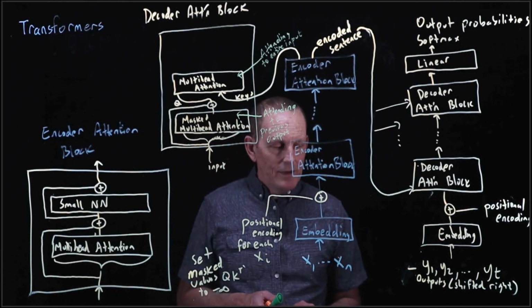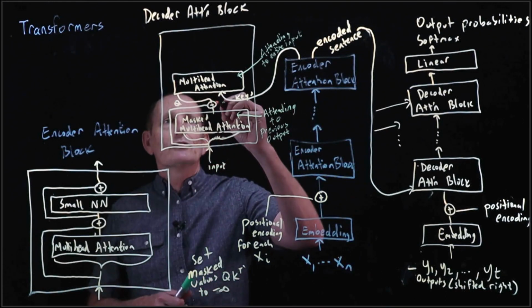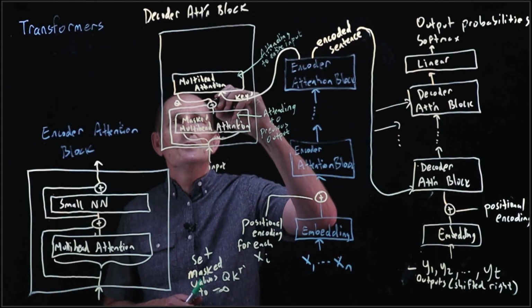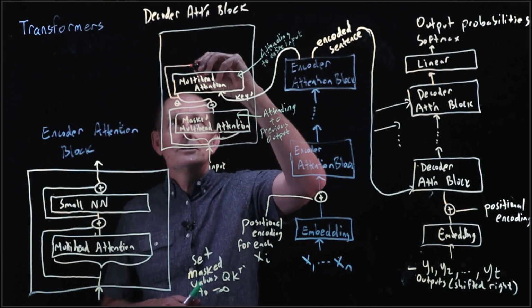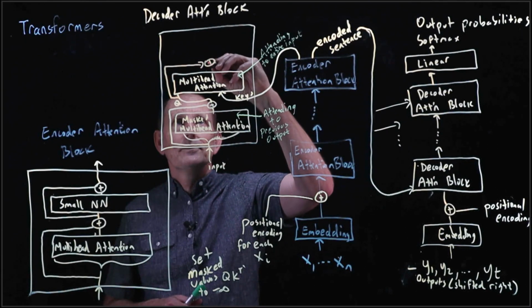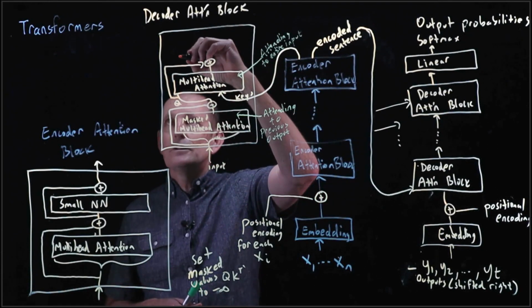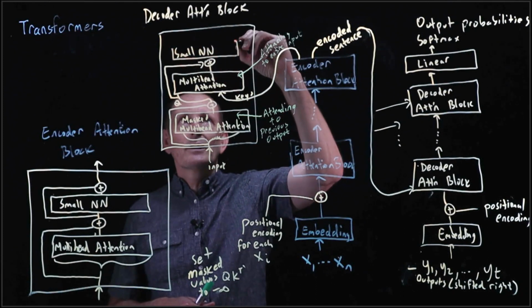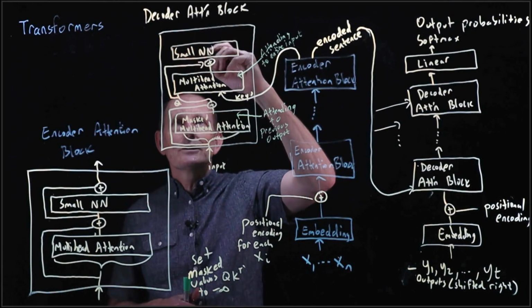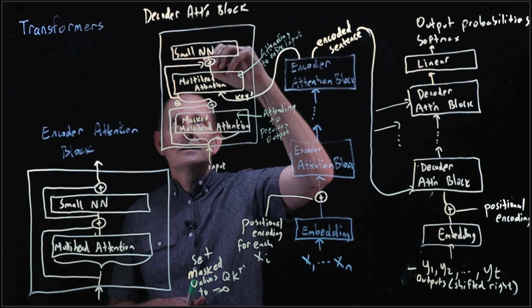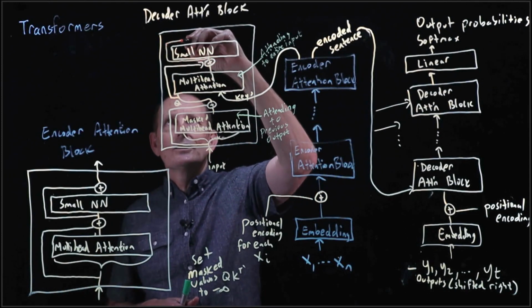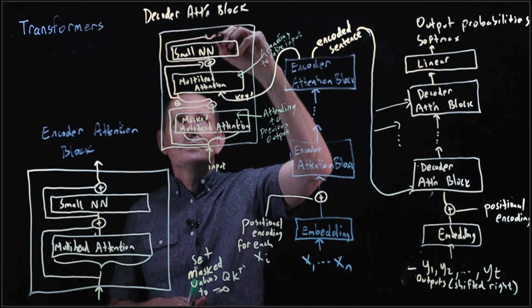All right, and what do we do after this? Of course, we're also going to do a skip connection. And then we're going to have a feed forward, a small neural network, again 2 layers, let's say, which will be residual.